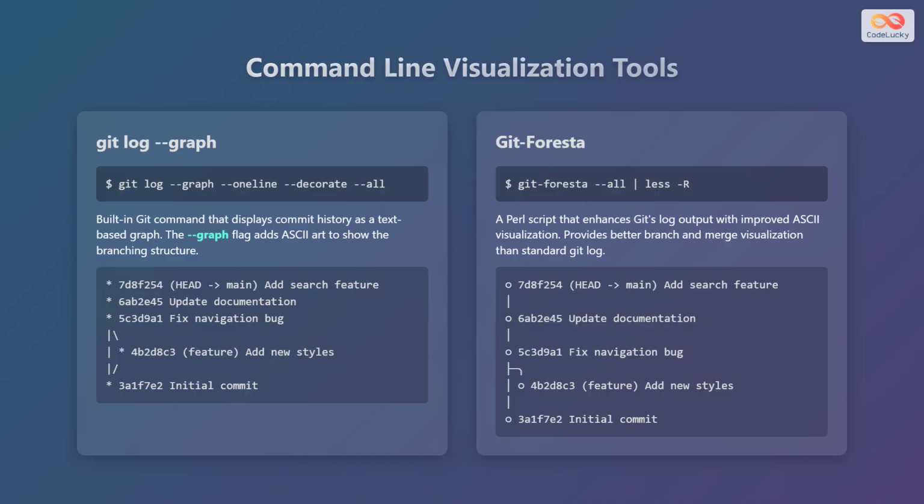Let's explore some command line visualization tools. One useful command is git log --graph. This built-in Git command displays commit history as a text-based graph. The graph flag adds ASCII art to show the branching structure. Here is an example. Next, we have Git forest. This Perl script enhances Git's log output with improved ASCII visualization, providing better branch and merge visualization than the standard Git log.